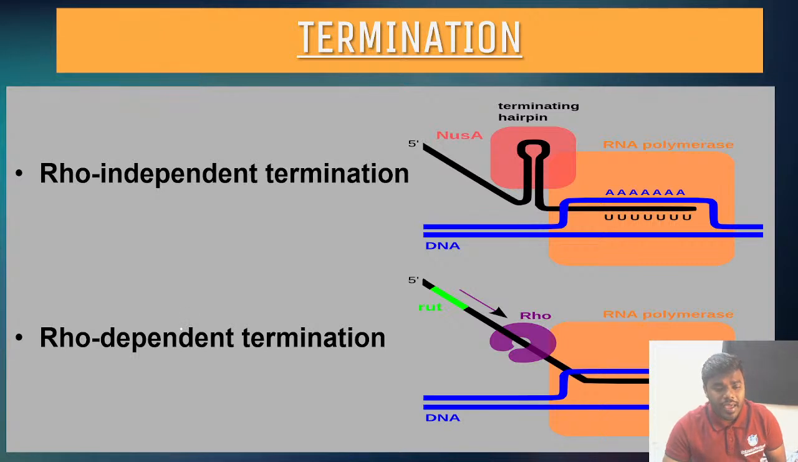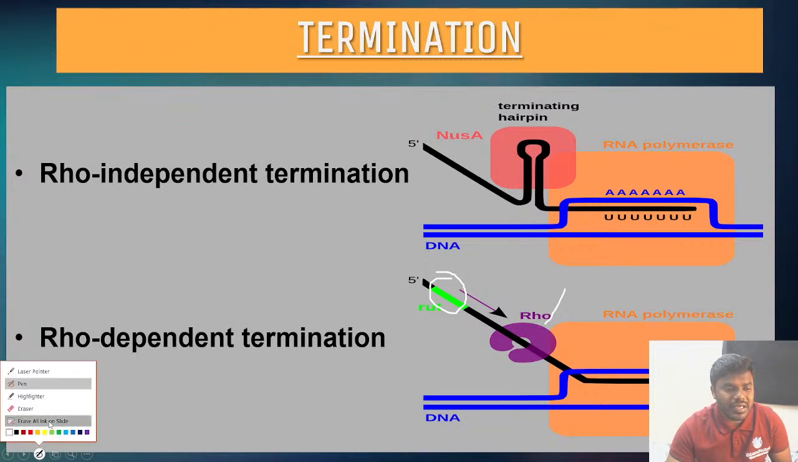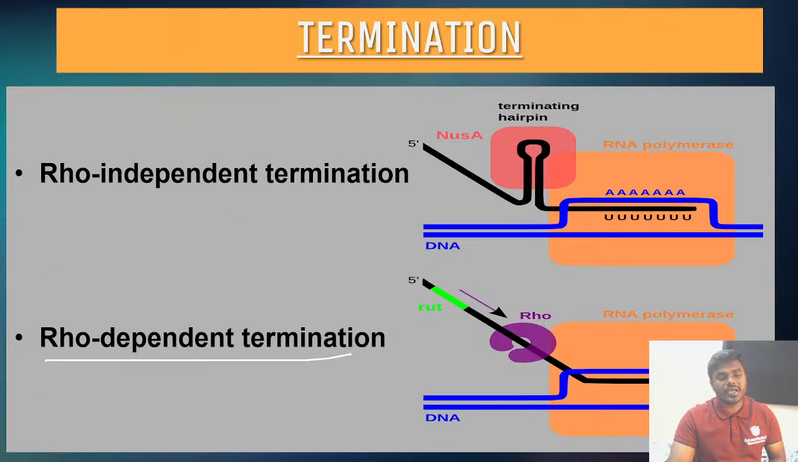Compulsorily, it requires an external protein or an external enzyme called Rho protein. Where exactly does the Rho protein attach? It will attach to a specific sequence called the RUT sequence. Through that RUT sequence, Rho protein will come and attach. Rho protein helps pull the RNA out with the highest accuracy and majorly with high speed. By that, RNA can come out easily. This is called Rho-dependent termination.